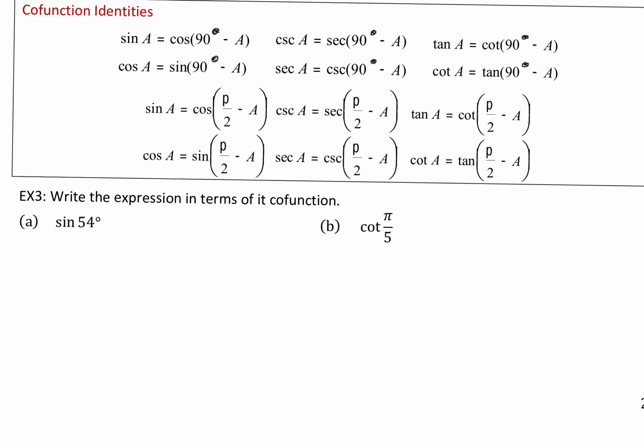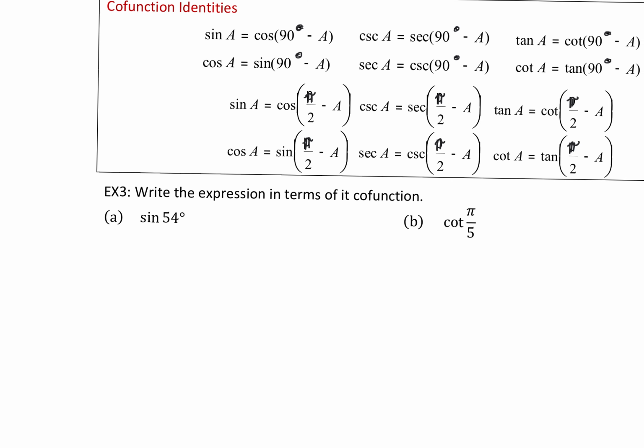So this weird P, again, the typesetting changed when I saved it to a PDF and I forgot to check. That P is for pi. So all of these P's are pi. So 90 degrees is pi over 2. So if we're looking at our cofunctions in terms of radians, it would be pi over 2 minus the angle. We'll use those in example 3.